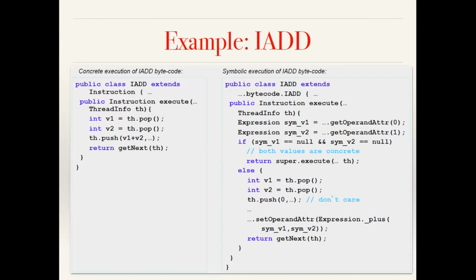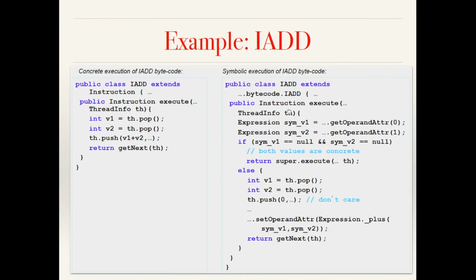This is an example for IADD, which is a bytecode that implements addition for two integer values. On the left hand side is the snippet of code inside Java Pathfinder that implements the concrete execution of this bytecode. There is a stack that is maintained. Two values are popped, and then the result is pushed back. This is at a high level what this IADD bytecode does.